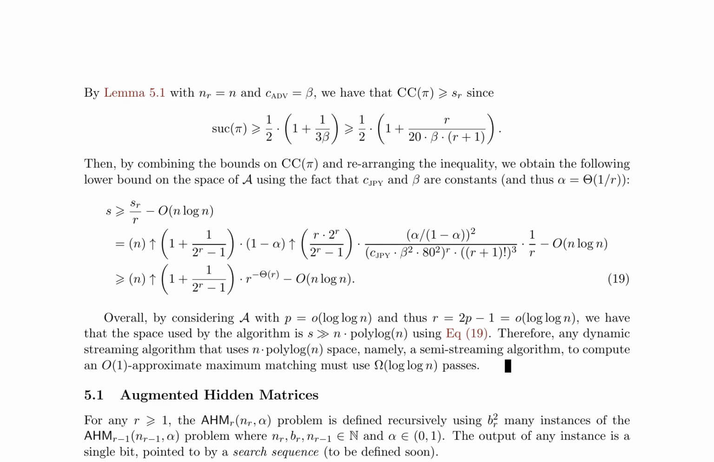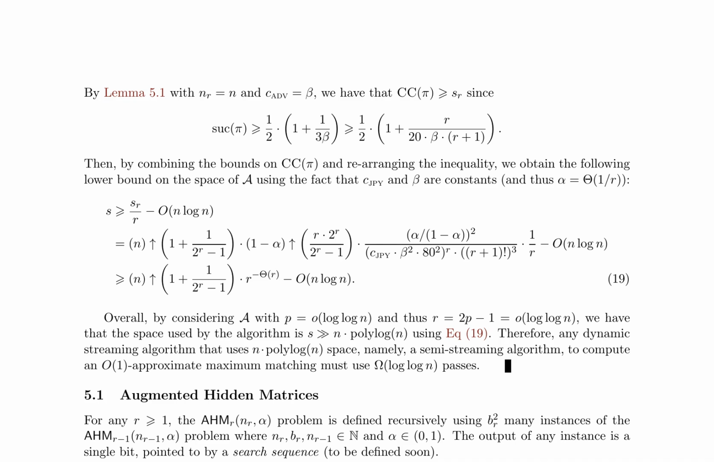The authors establish a lower bound on the space complexity of dynamic streaming algorithms for computing an O(1) approximate maximum matching. By applying lemma 5.1 with specific parameters, they derive a lower bound on the space used by the algorithm, denoted as S, which is expressed in terms of the input size n and the number of passes r. The bound is shown to be S = n polylog n, using equation 19.